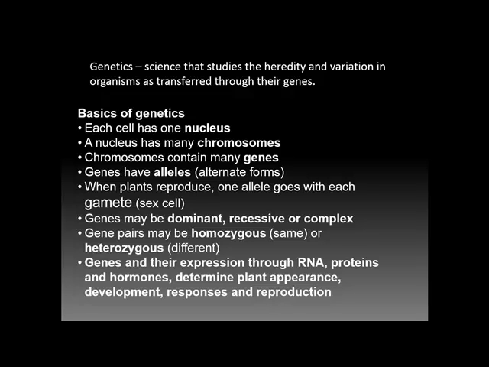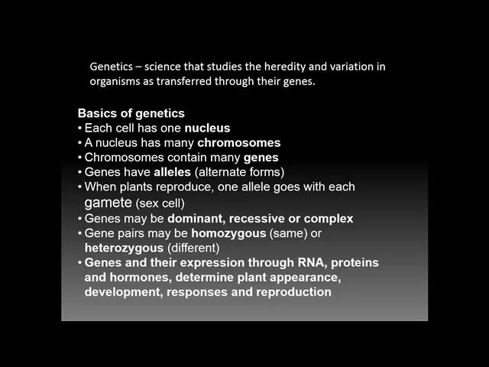But each cell where all this genetics takes place has one nucleus. And inside that nucleus is DNA, which is the component of chromosomes. And each nucleus has within it many chromosomes, and the number of chromosomes varies by the species. Chromosomes have many, many, many genes within them. So in the case of the human genome, there are literally thousands and thousands of genes. Each of those genes may have alleles or alternative forms of the genes.